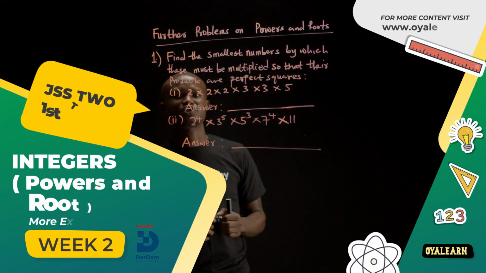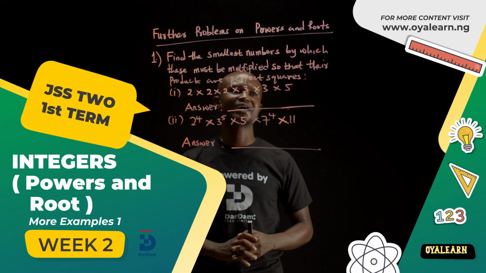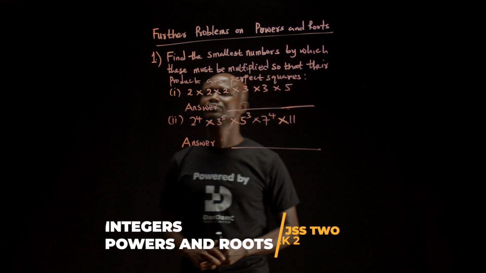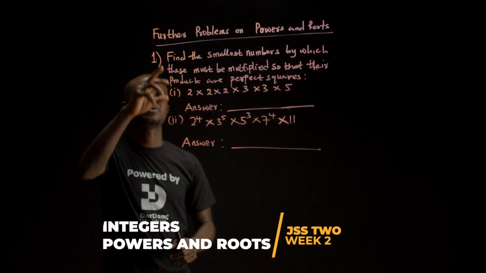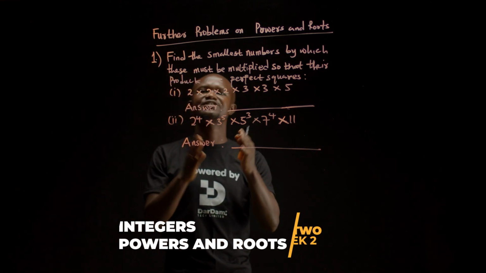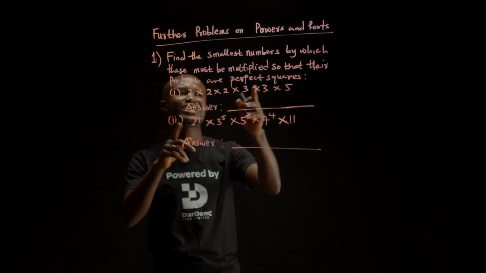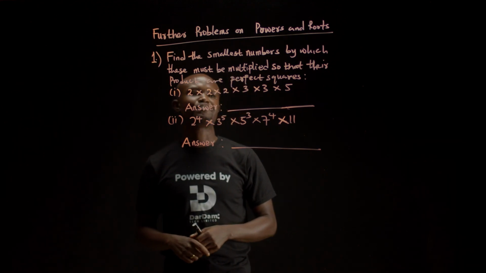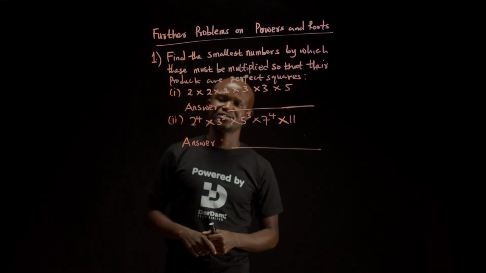Further problems on powers and roots. Find the smallest numbers by which these must be multiplied so that their products are perfect squares.